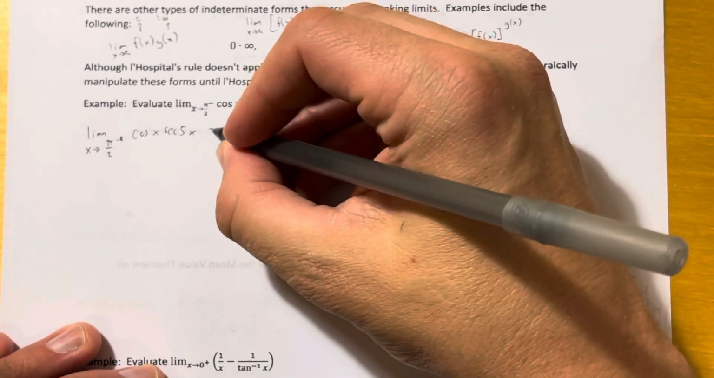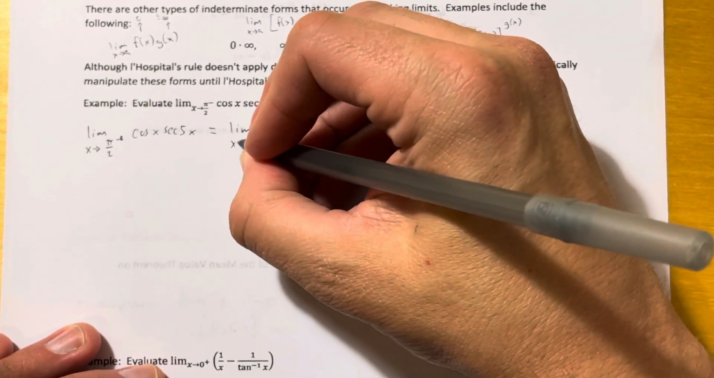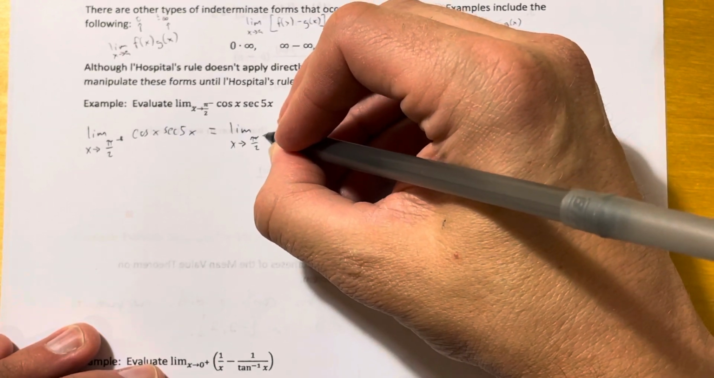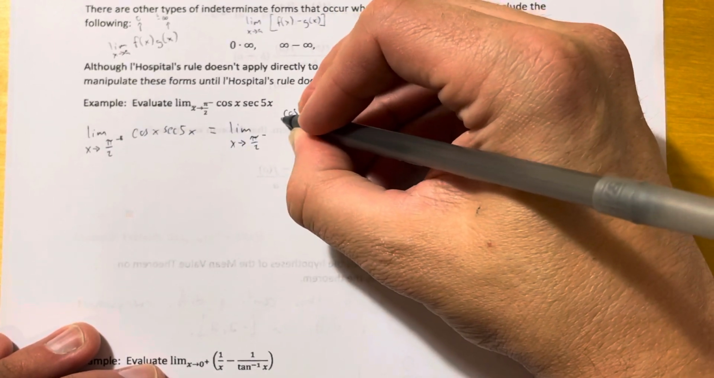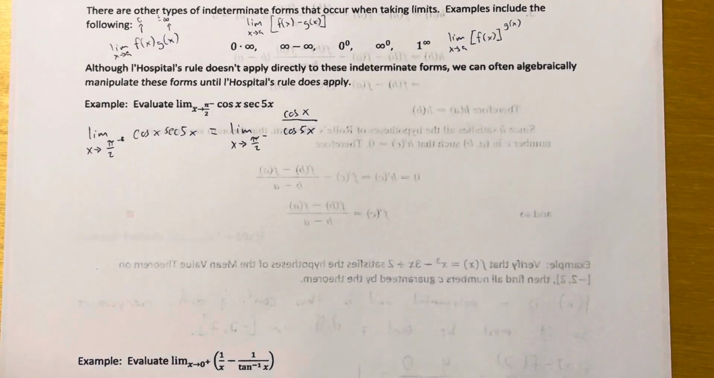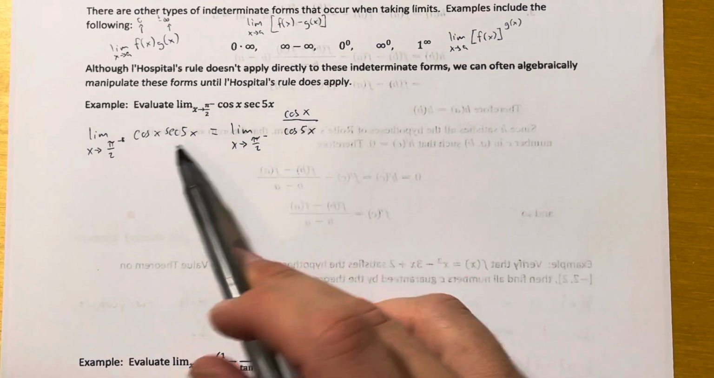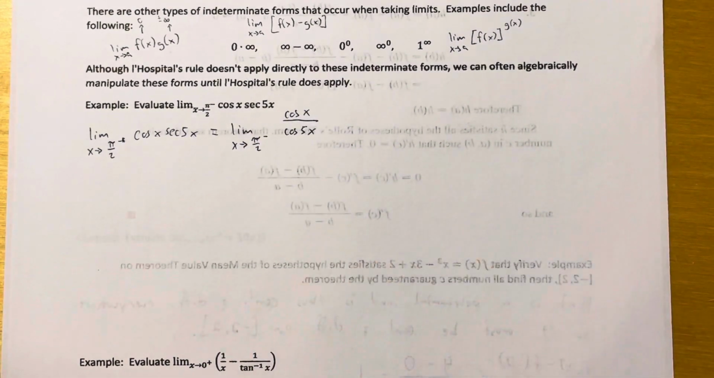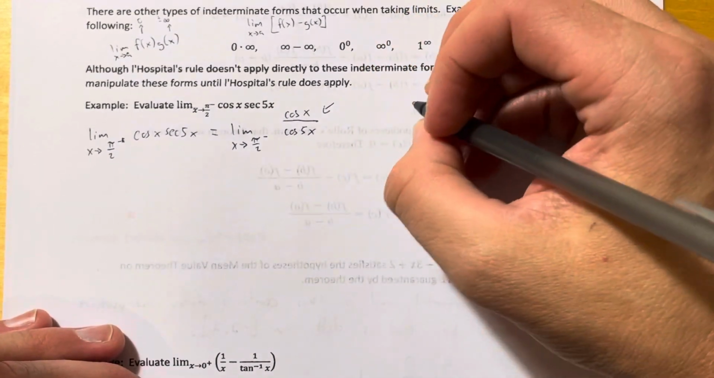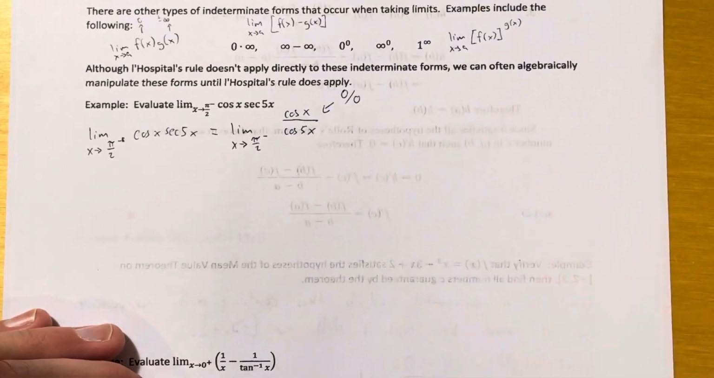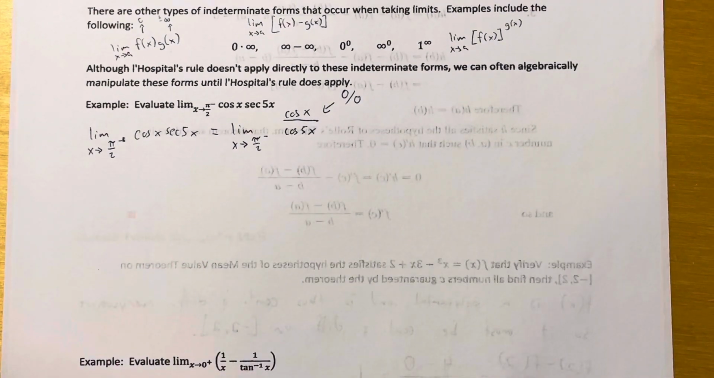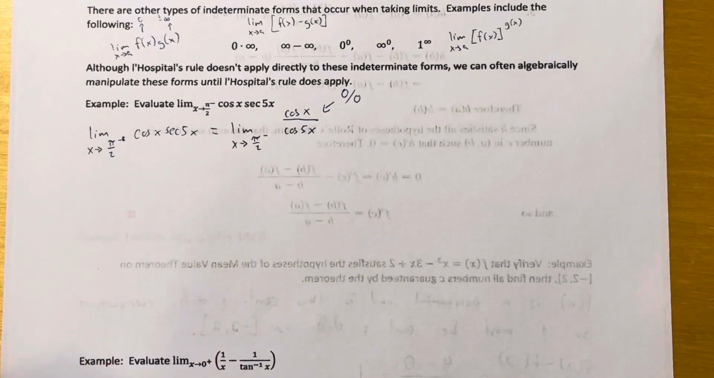So what I'm going to do is rewrite this as the limit as x goes to pi over 2 from the left of cosine of x over cosine of 5x, because secant of 5x is 1 over cosine of 5x, and then multiplying them would give me this. So using a little bit of my trig identity knowledge, I can put this in a form that's more useful. Now notice this is of the form 0 over 0, which you can verify by direct substitution. Now I can use L'Hopital's rule. I put it in a form that's usable.